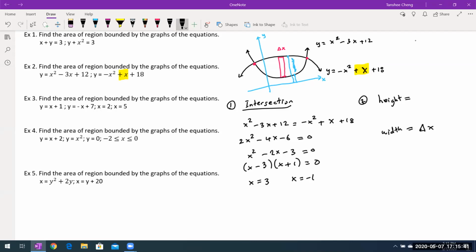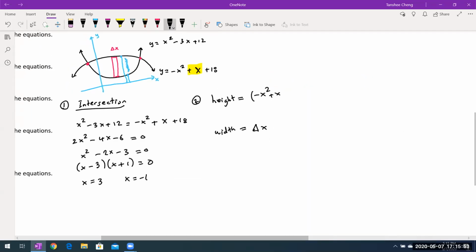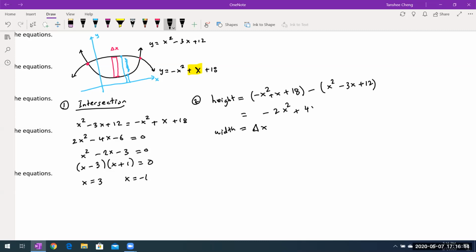So once again, that will become what? The negative x squared plus x plus 18. And then you're subtracting the one that is opening upwards, the bottom function, which is x squared minus 3x plus 12. And this gives us, when we simplify it, negative 2x squared plus 4x plus 6. That will be my height.